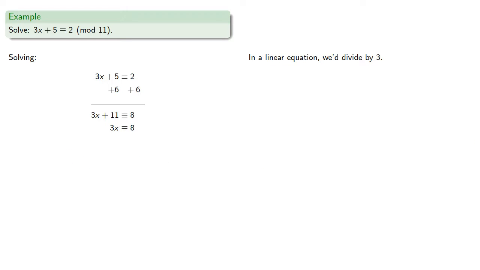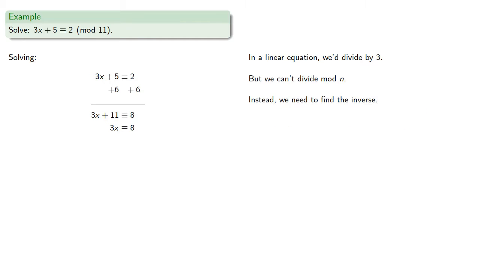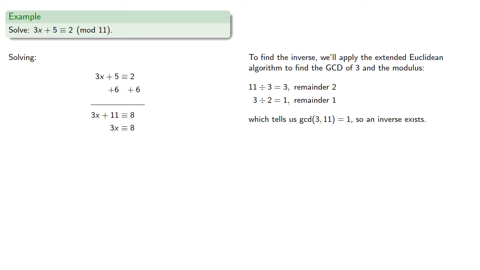Now, in a linear equation, our next step would be to divide by 3, but we can't divide mod n. Instead, we need to find the inverse. So to find the inverse, we'll apply the extended Euclidean algorithm to find the greatest common divisor of 3 and the modulus, and so we get, which tells us the greatest common divisor is 1, so an inverse exists.